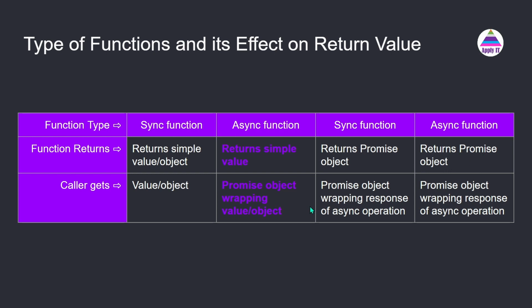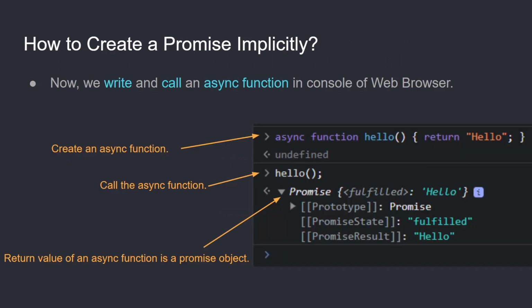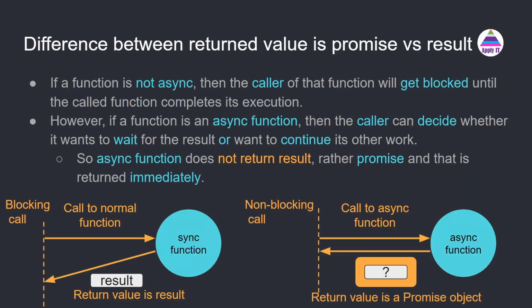Now the interesting case is this one where our function is an asynchronous function, but it is not returning a promise object. It is returning a simple value or simple object. But when the caller calls this async function, the caller is not going to get that value. The caller is going to get a promise object that will be wrapping the value that is returned by that async function. That is what we have seen in the first case where we converted our normal function into an async function in this example. So let's try to understand the difference between a return value that is a promise versus a result.